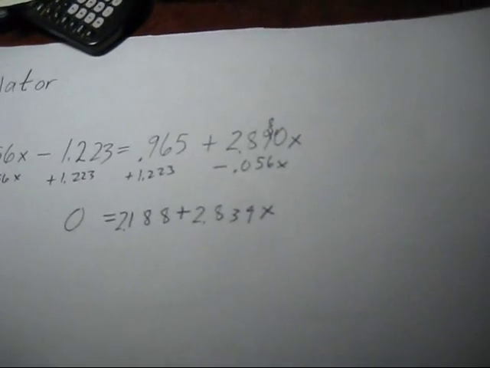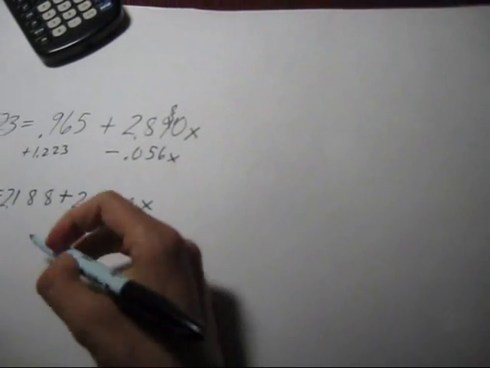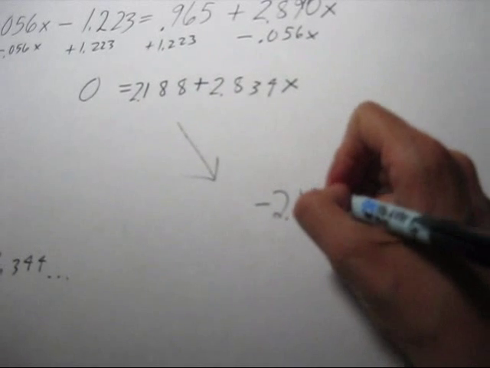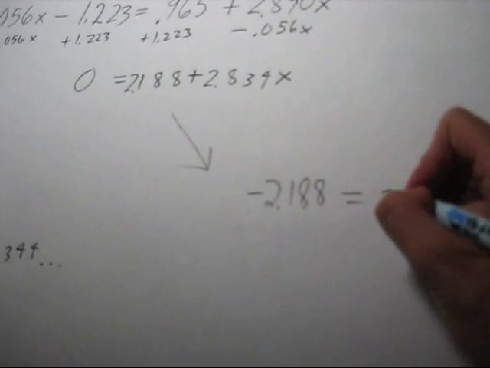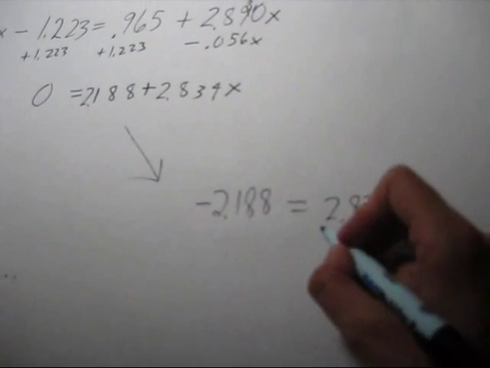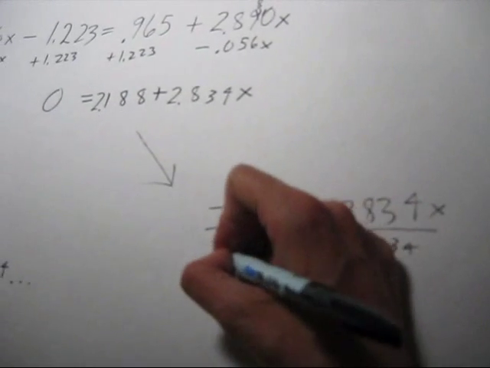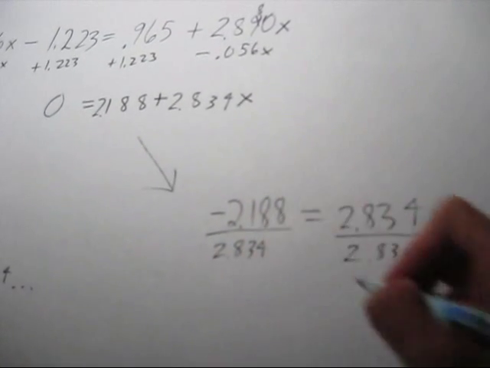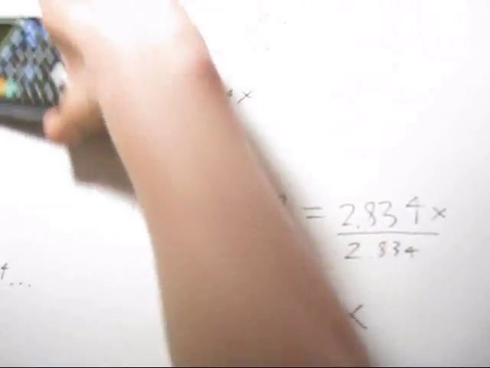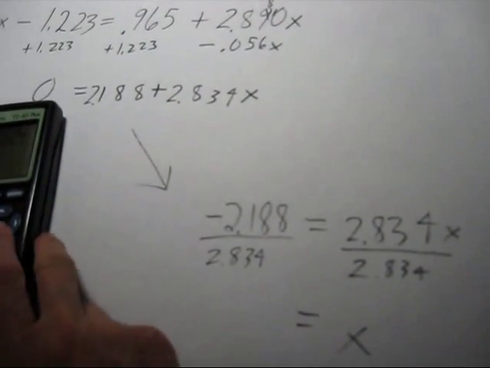We did part of the work already, so we can actually just go from here. We'll have negative 2.188 equals 2.834x. Divide both sides by 2.834. Okay, so by arithmetic purposes, I mean multiply, divide, add, subtract, like that.